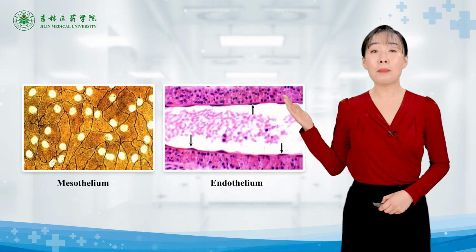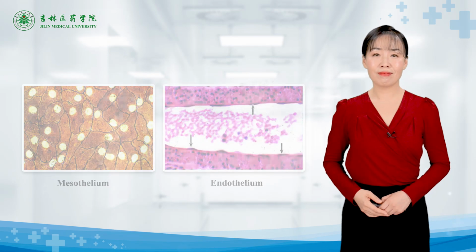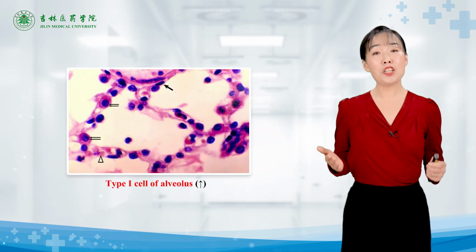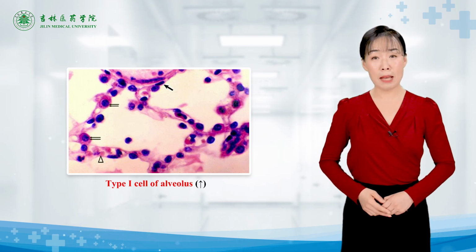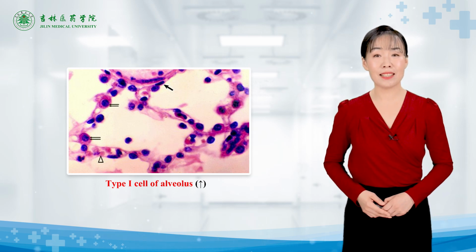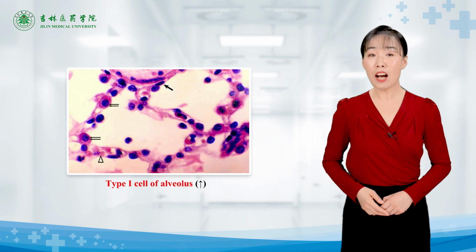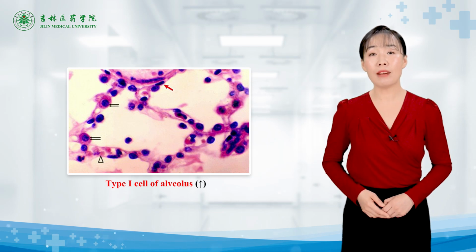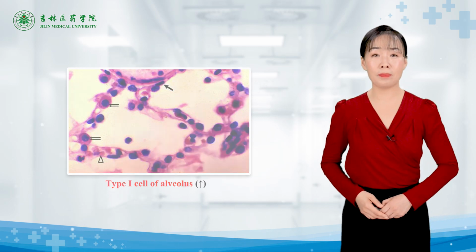The left is mesothelium, the right is endothelium. In addition to endothelium and mesothelium, simple squamous epithelium is also distributed in other places. This is the alveolus of the lung. The cell the single arrow points to is a type 1 cell of the alveolus. It belongs to simple squamous epithelium.